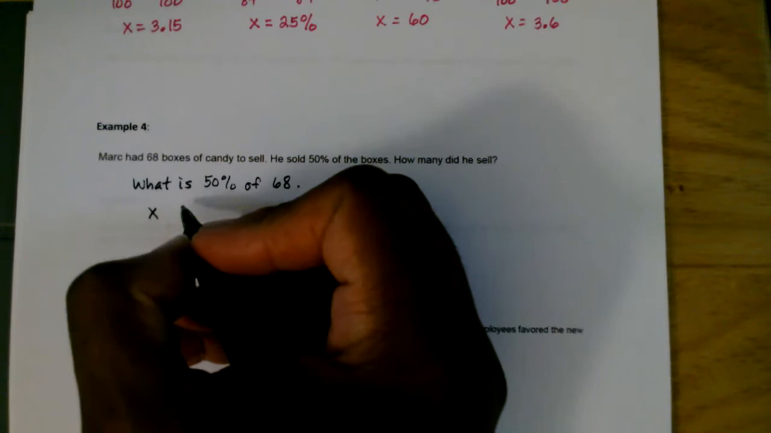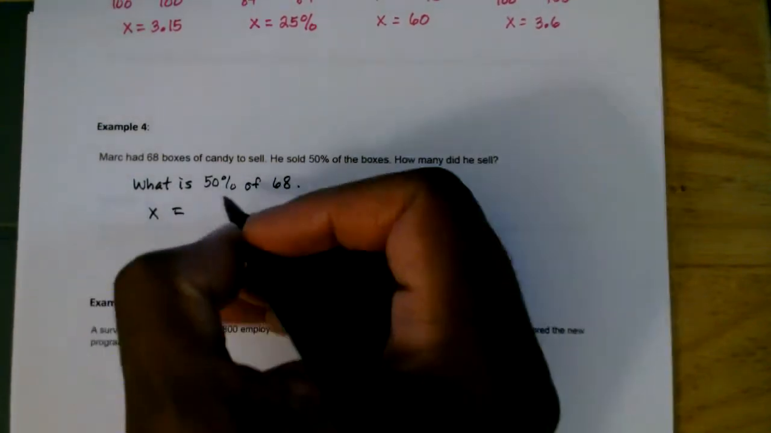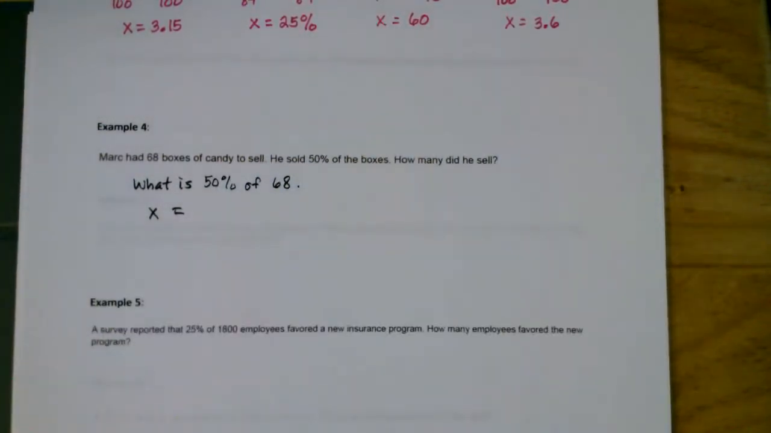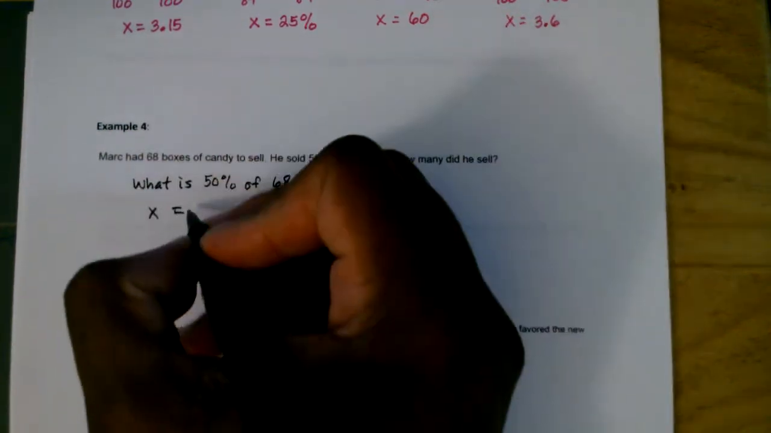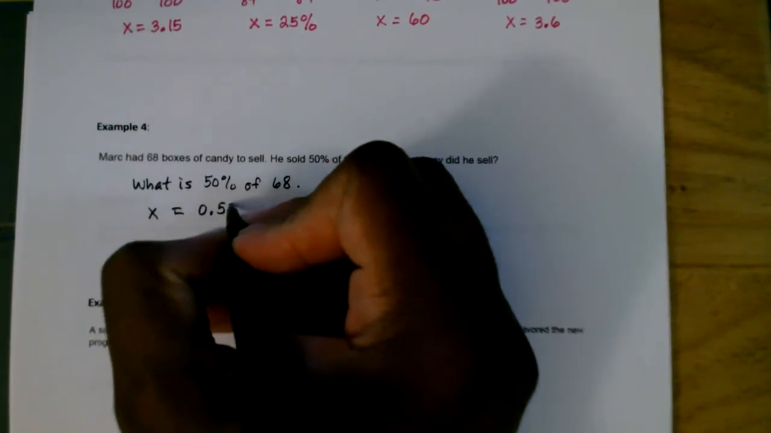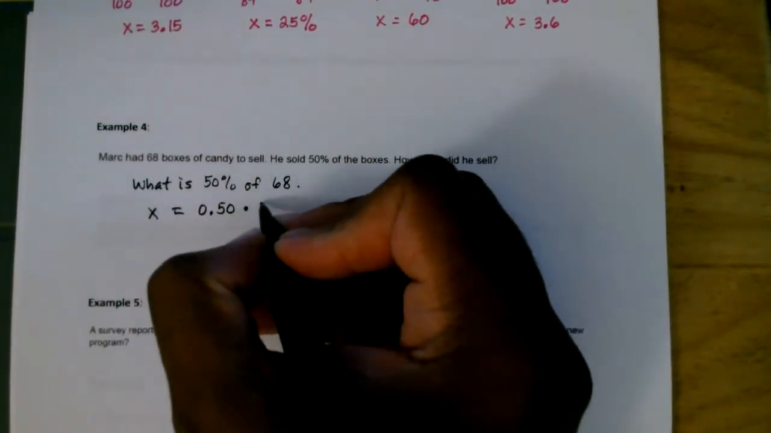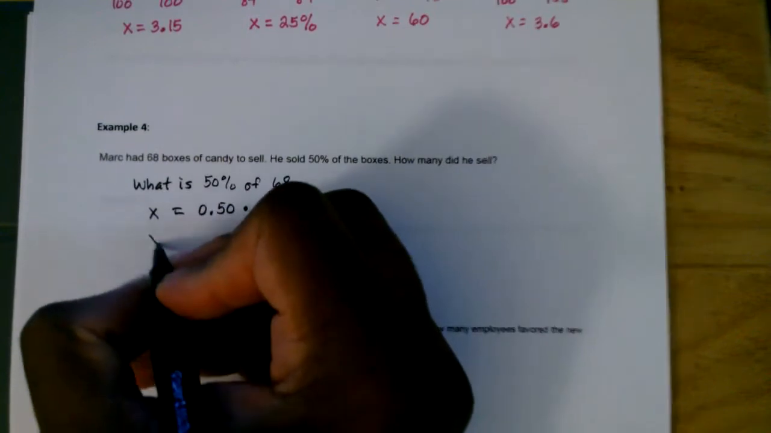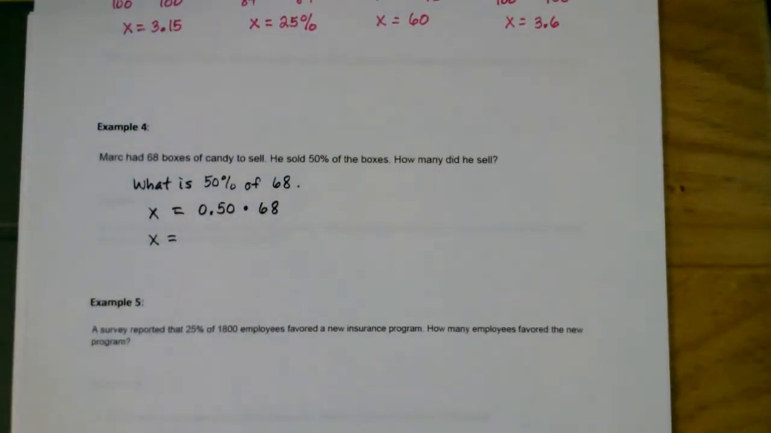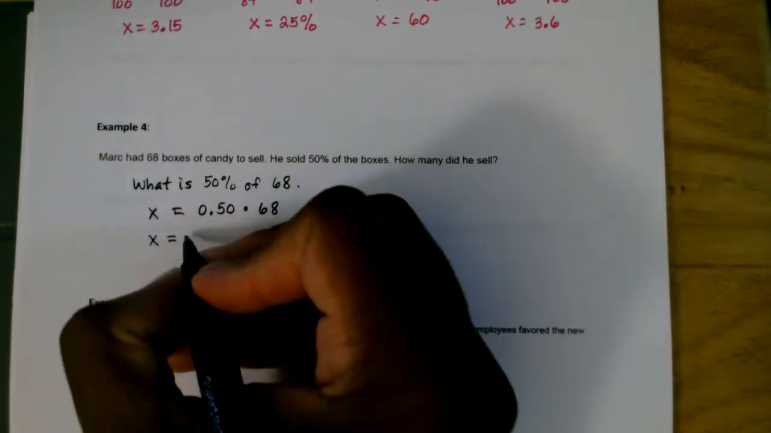So the what can be the x, is will be your equal sign, 50%. As a decimal, keep in mind you drop the percent sign, move the decimal point 2 places to the left, so it'll be 0.50. Of needs to multiply 68. So here we can just do 0.50 times 68, which is 34. So he sold 34 boxes of candy.